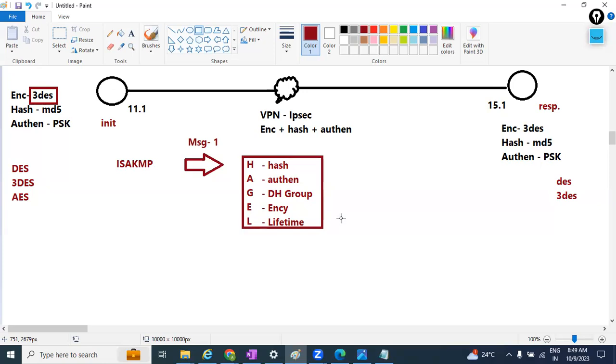Hash means hashing, A means authentication, G means Diffie-Hellman group, E means encryption, and L means lifetime.